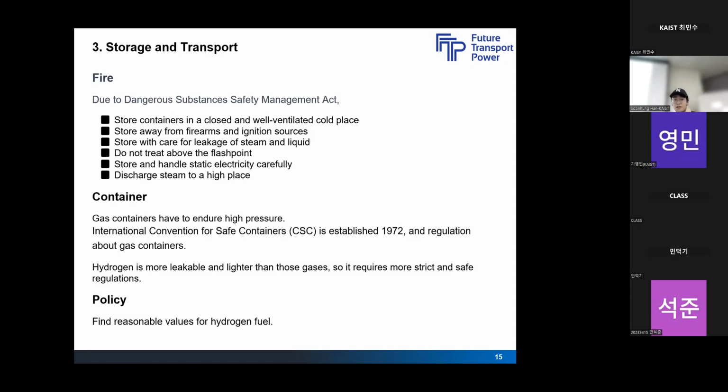The other part is the container. The gas containers have to endure high pressure. As I said, it is vaporized. It's basically air, so we need to compress it and keep it cold. So the material needs to be really endurable to high pressure and also cold. And hydrogen is leakable and lighter than other gases, so it requires more strict and safe regulation. So the policy that we would like to focus on is finding a reasonable value for the regulation of the material that we use for the storing containers.